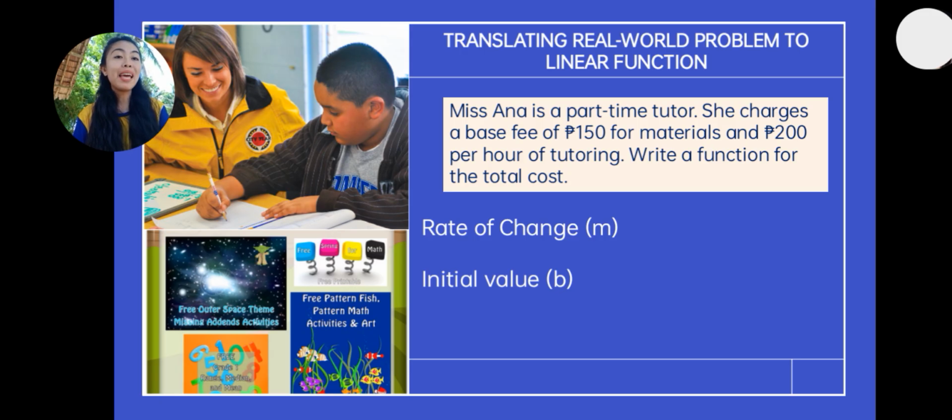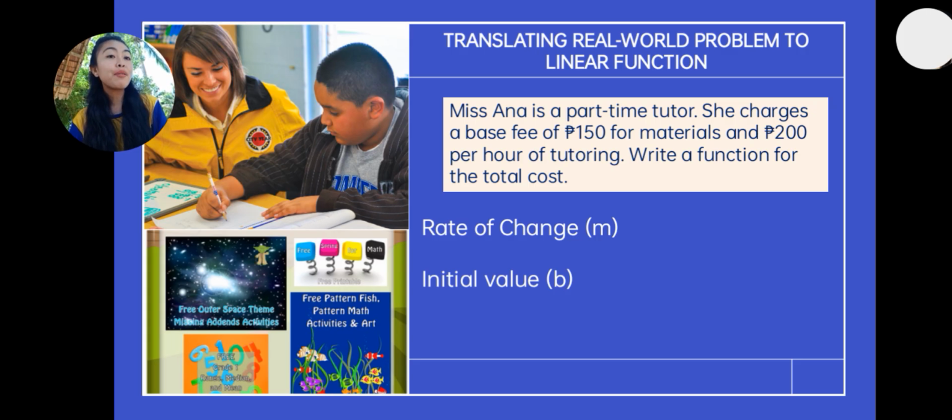So this is the first problem. Miss Anna is a part-time tutor. She charges a base fee of 150 pesos for materials and 200 pesos per hour of tutoring. Write a function for the total cost. Bear in mind that when translating a real-world problem to a linear function, you only have to identify two key values, the value for your m and the value for your b.